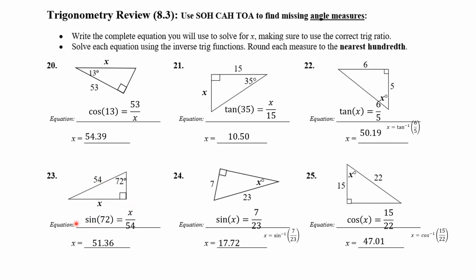Multiply both sides by 54, and I got 51.36. 24 is another angle one, so we're trying to find x here. Opposite over hypotenuse is going to be sine again. Use inverse sine on both sides to cancel it out over here, so I get x by itself. So it's equal to inverse sine of 7 over 23. I get 17.72. I want to say I rounded that number up. Again, on 25, we're finding an angle. This one I used cosine, adjacent over hypotenuse. So cosine of x equals 15 over 22, and x equals 47.01.